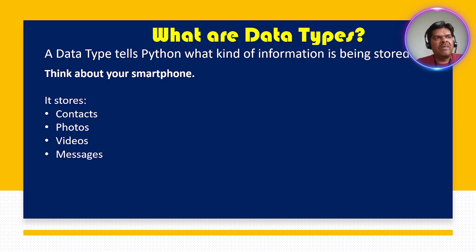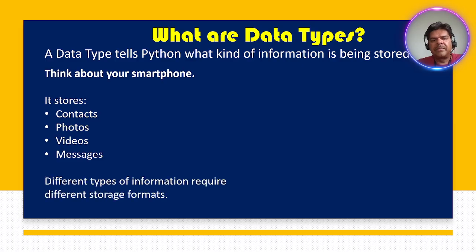So based on the type of the data, you have to choose the storage environment. What type of data storage? That means what type of variable you are going to use. Here our storage for values, as of now, is the variable. We saw how to create variables and what rules we have to follow. But what type of values you are going to store in the variable, that is what the data type tells. So different types of information require different storage formats. Similarly, Python uses different data types.